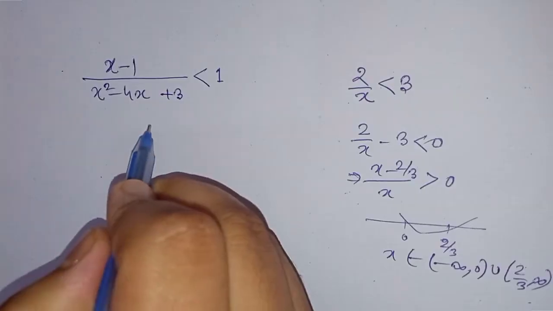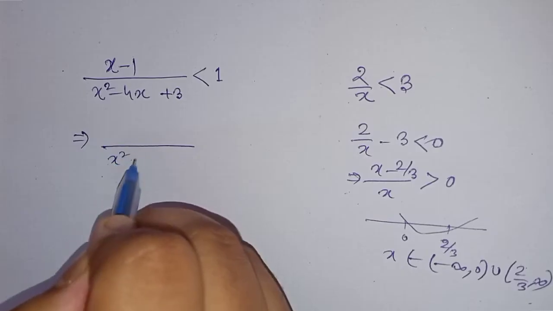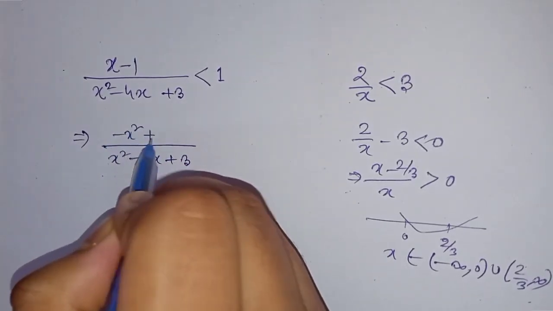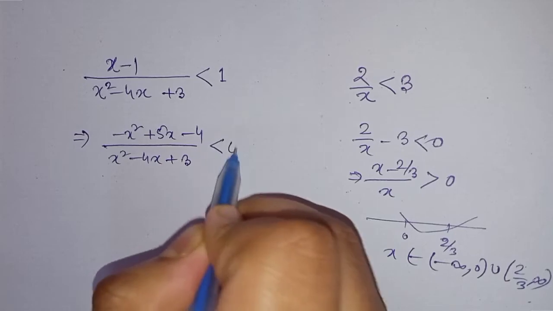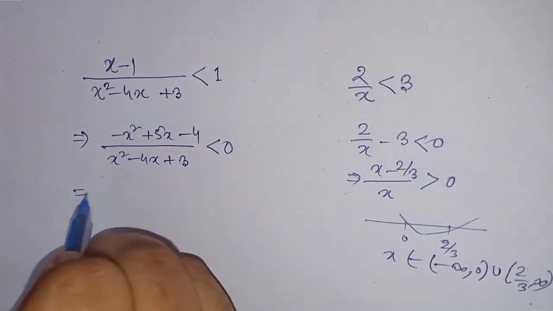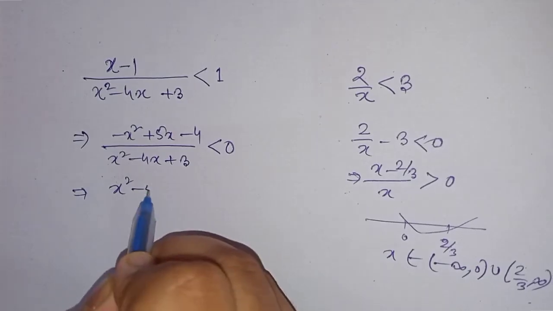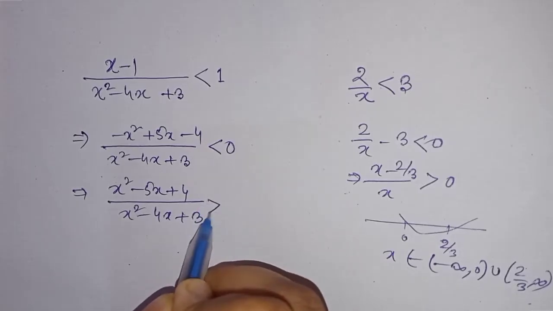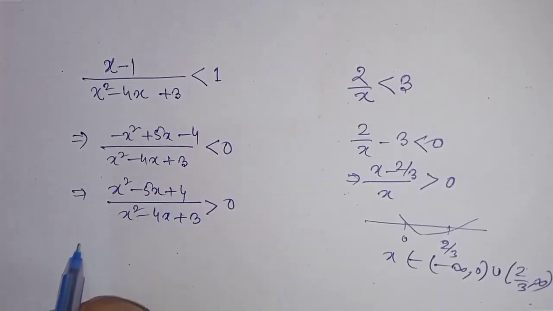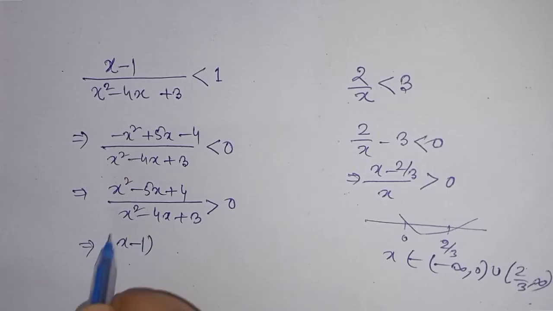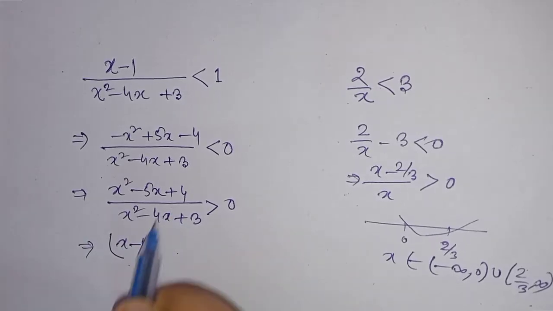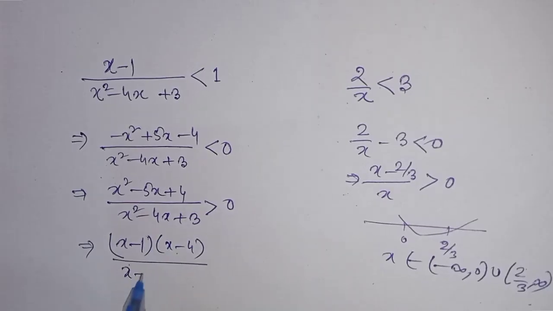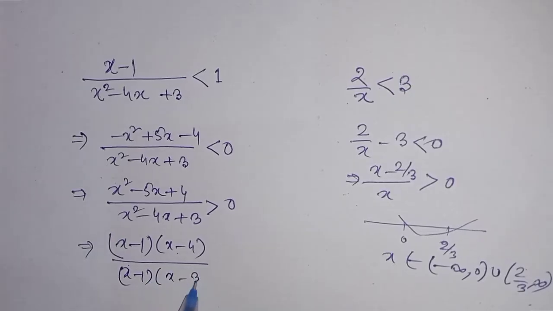For this question also, if I bring 1 to this side and then simplify, I get this expression. Now I will multiply by minus on both sides and change the sign of the inequality. Now we can factorize this expression. 1 is clearly a factor, and by the product of roots, if 1 is a factor, then 4 must also be a factor. Here also 1 is a factor, and so 3 will also be a factor.